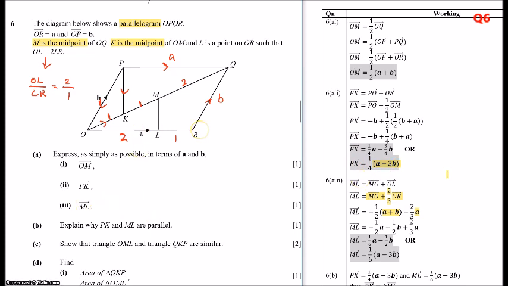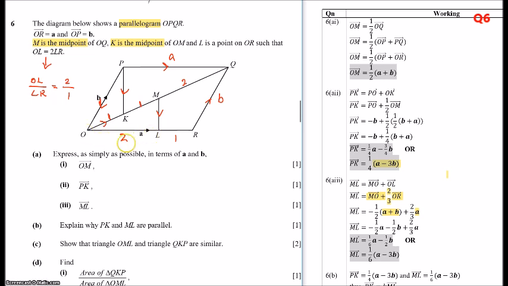Okay, so next part, ML. Same thing, I want M to L. So I need to start at M and end at L. Starting from here, I can come this direction, so that will be MO. You realize I have OM, so it's just the negative of this. So it's the negative of this, so here. And then once I'm here, I can travel here to reach my destination.